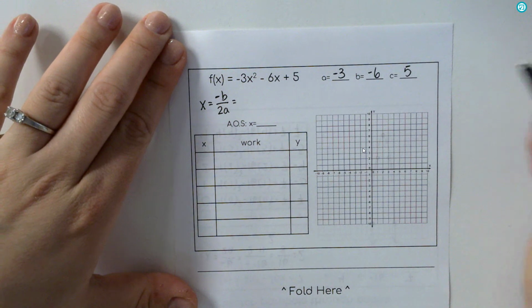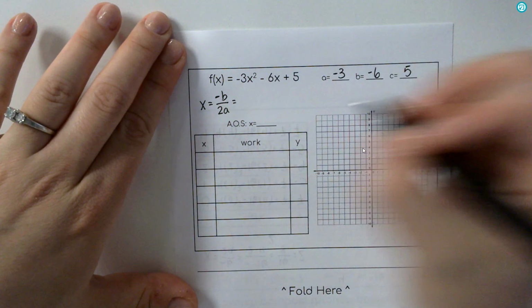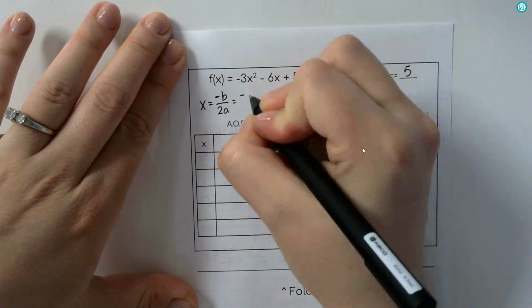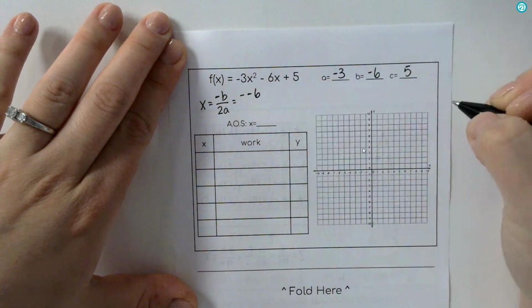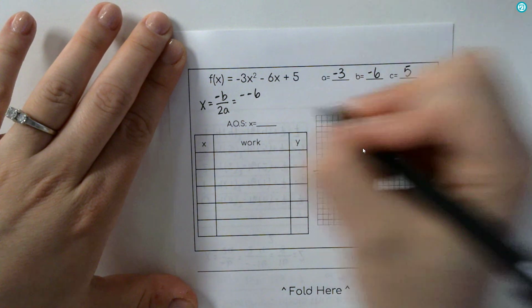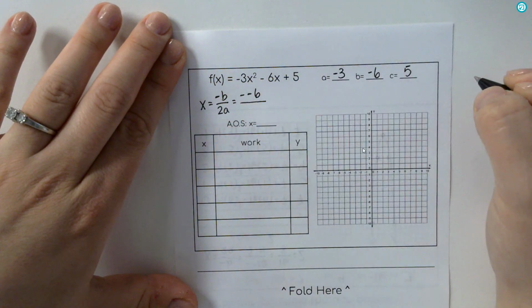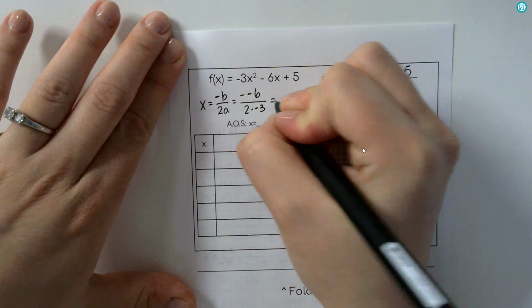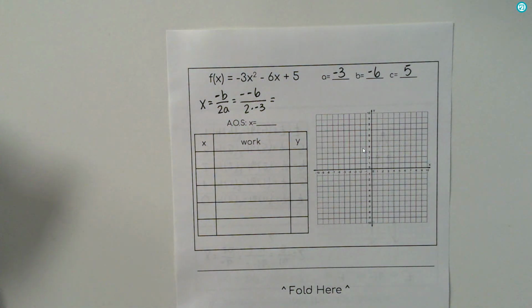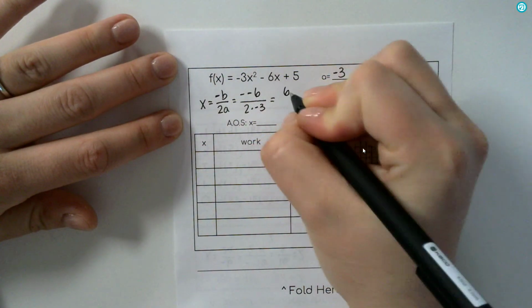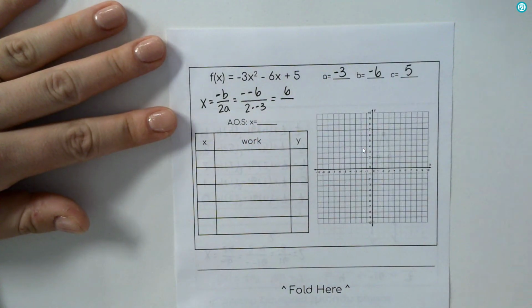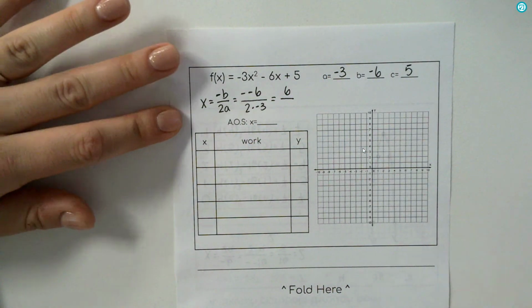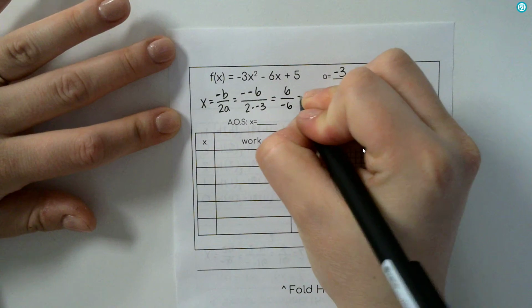This one has another negative on the B. So it's negative from the formula and -6 from my B value. So -6 over my A value is 2 times -3. Well, my A value is -3. The 2 is part of the equation. So I end up with -6 on top, so that's +6. And then 2 times -3 on bottom, so that's -6.